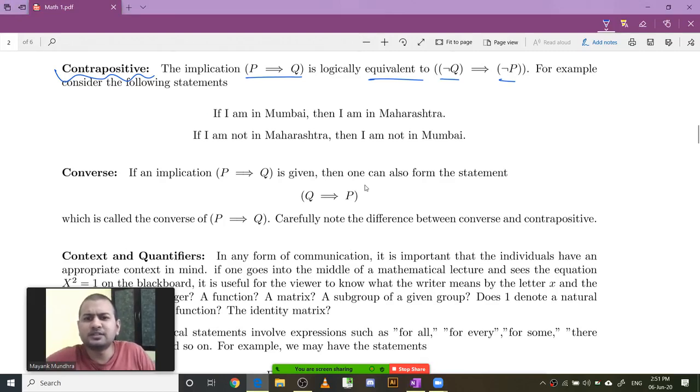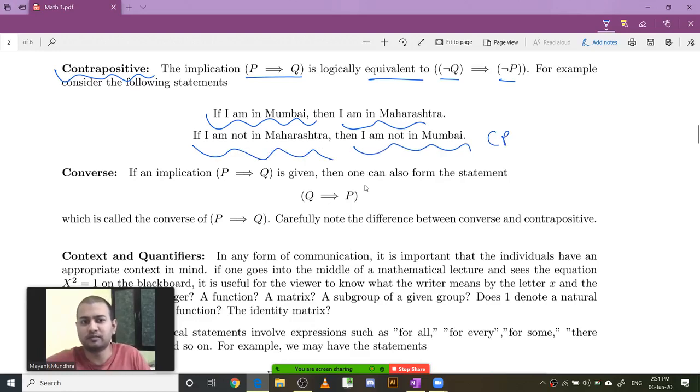So an example is if I am in Mumbai, then I am in Maharashtra. That is true. If I am not in Maharashtra, then I am not in Mumbai. So this is the contrapositive. Okay. So if you call this statement A, this is the contrapositive of statement A. Or if you call this statement B, then this is the contrapositive of statement B.